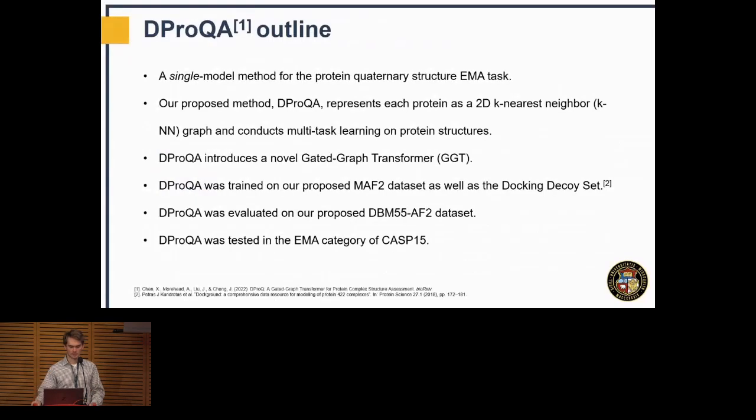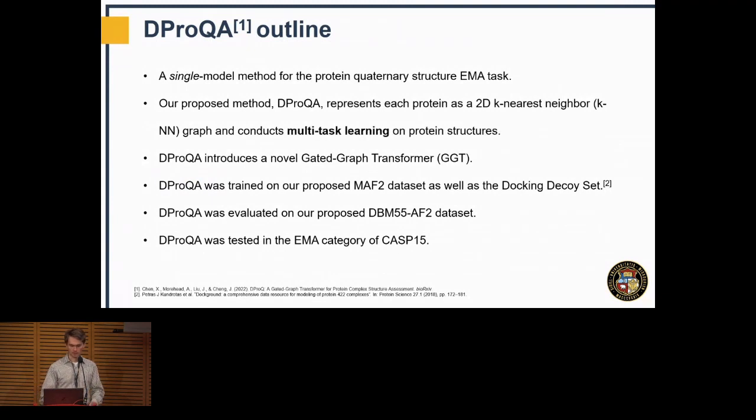Our method we call DProQA. Here is a high-level overview of DProQA. It's a single model method, as I previously alluded to, for protein complex structure EMA. In particular, DProQA represents proteins as a two-dimensional k-nearest neighbors graph. For example, you would take each residue and look at its 10 or 20 nearest neighbors. That would be what k is, and that's how you construct the edges of the graph. You say each residue is connected to its top n neighbors, the closest in distance.